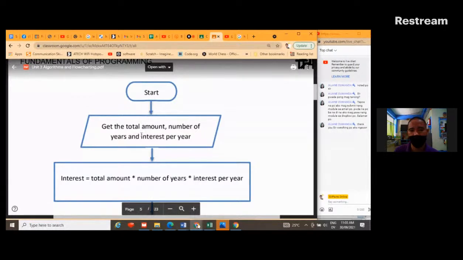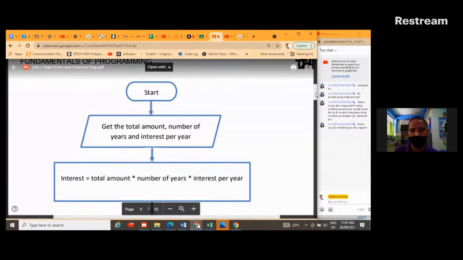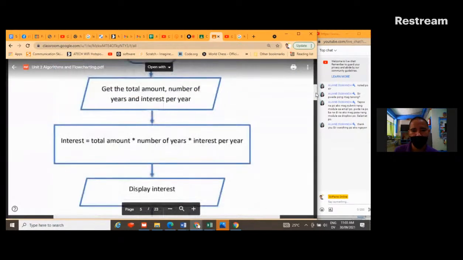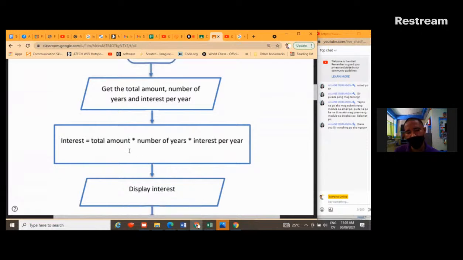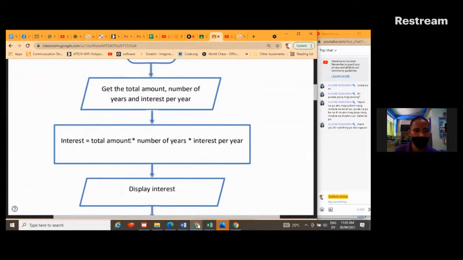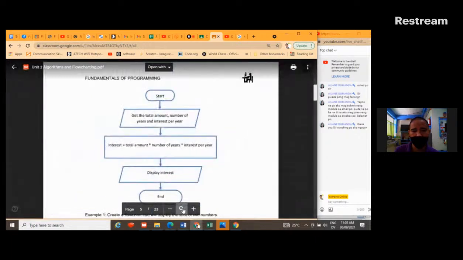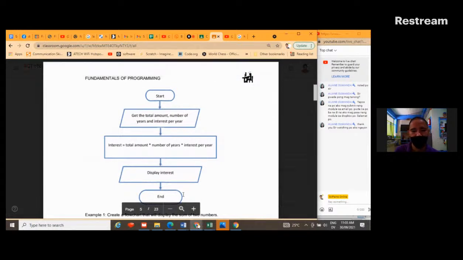Then you have this one. This is the input, wherein you get the total amount, the number of years, and the interest per year. And next to that is the flow line, meaning we are going below, no? Next to that is the process symbol, which is rectangular, and you're going to write your formula here. Interest equals total amount times number of years times interest per year. Then after that, another flow line, and you have the interest. So the symbol for start and end are just the same, no?